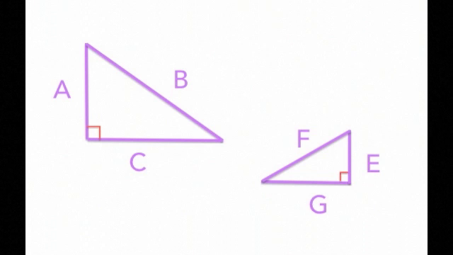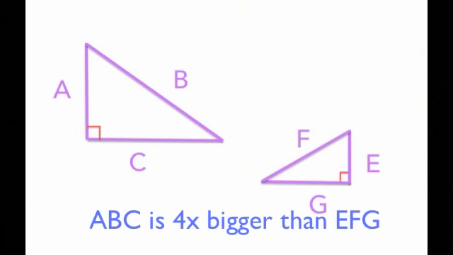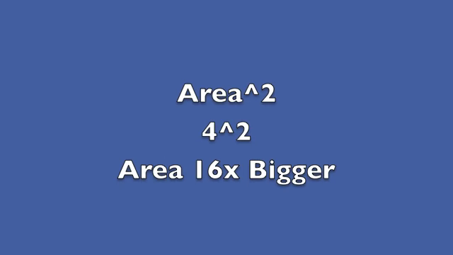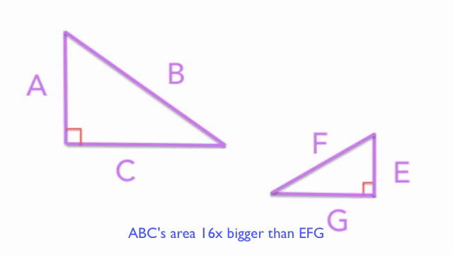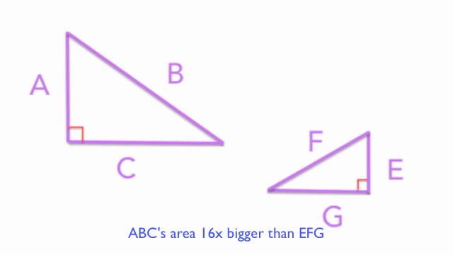You can know the ratio between the 2 different triangles if they are similar and if there are 2 side lengths provided. Say that one of the triangles has a side length of 4 and the other corresponding side length is 1. We know that triangle ABC would be 4 times larger than triangle EFG. And since area is in units squared, triangle ABC will be 16 times bigger in area than EFG.